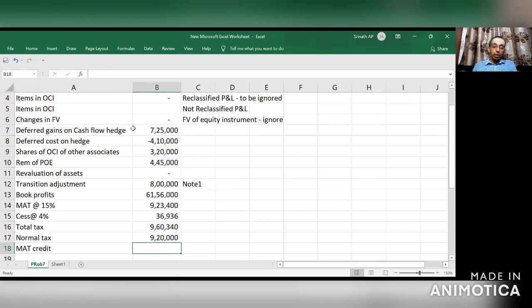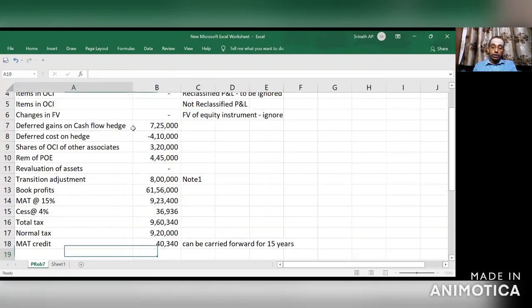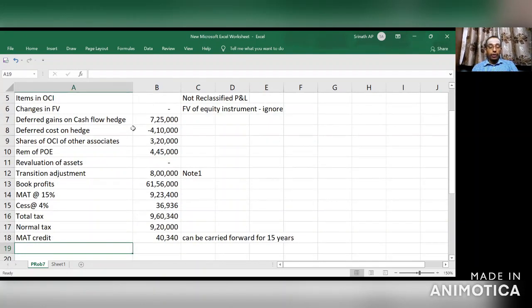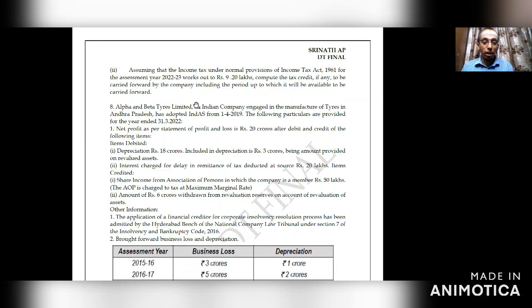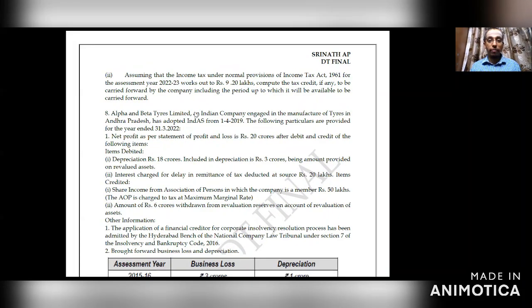9,20,000. MAT credit can be carried forward for 15 years. This is what you have got for problem number 7. Please let me know if at all you have got doubts. Let's go ahead and understand problem number 8.